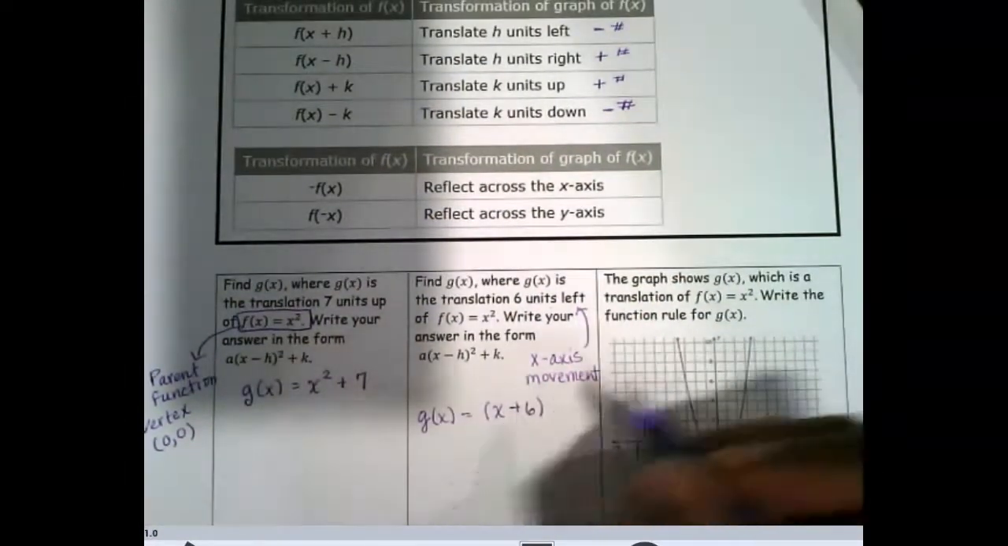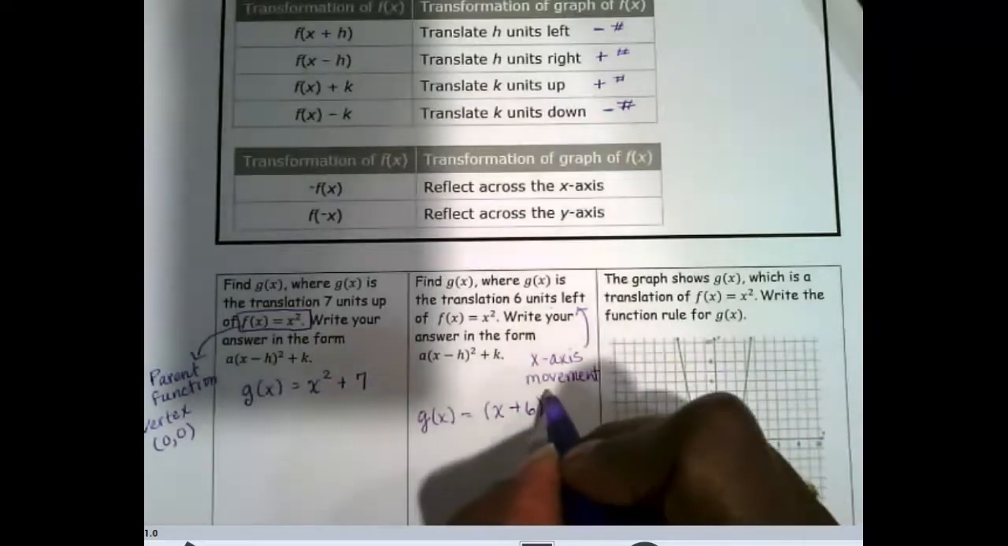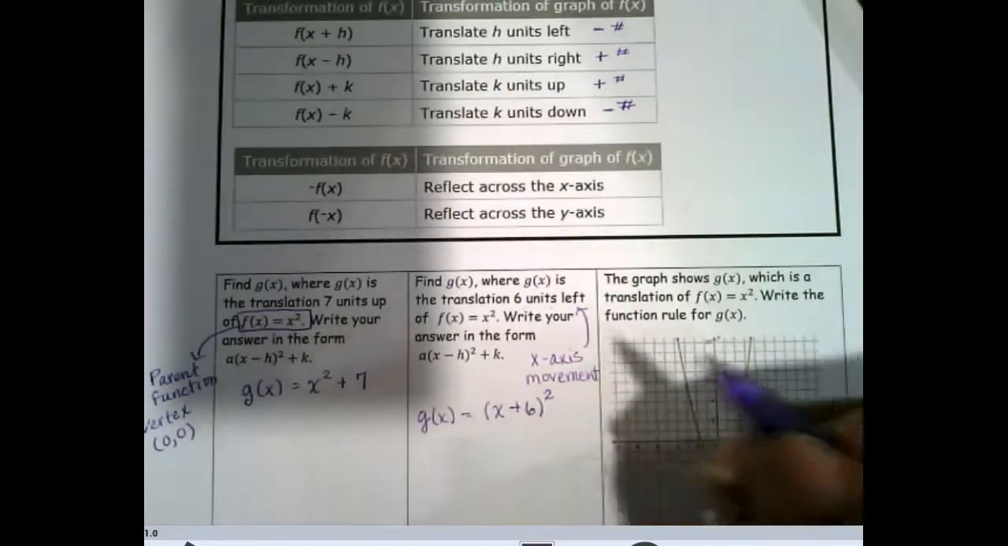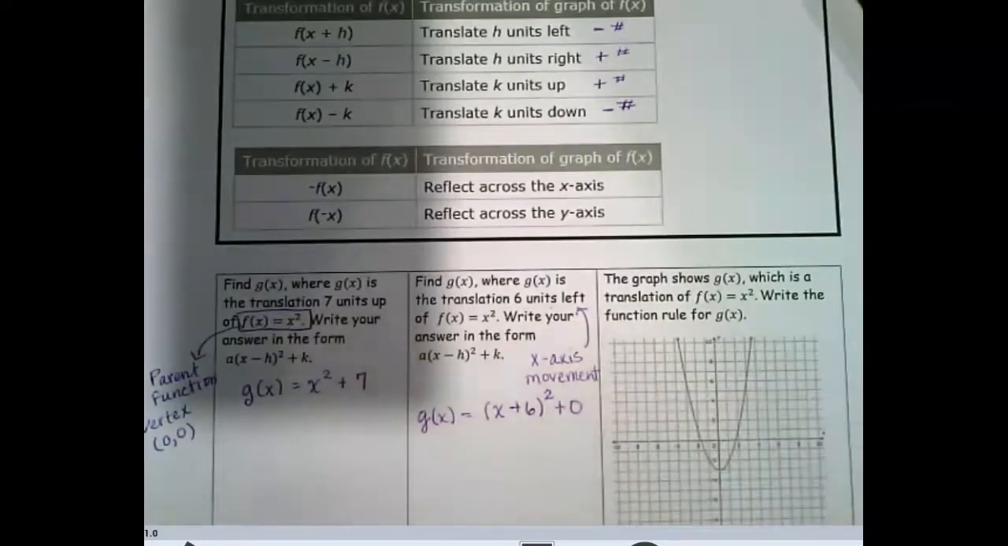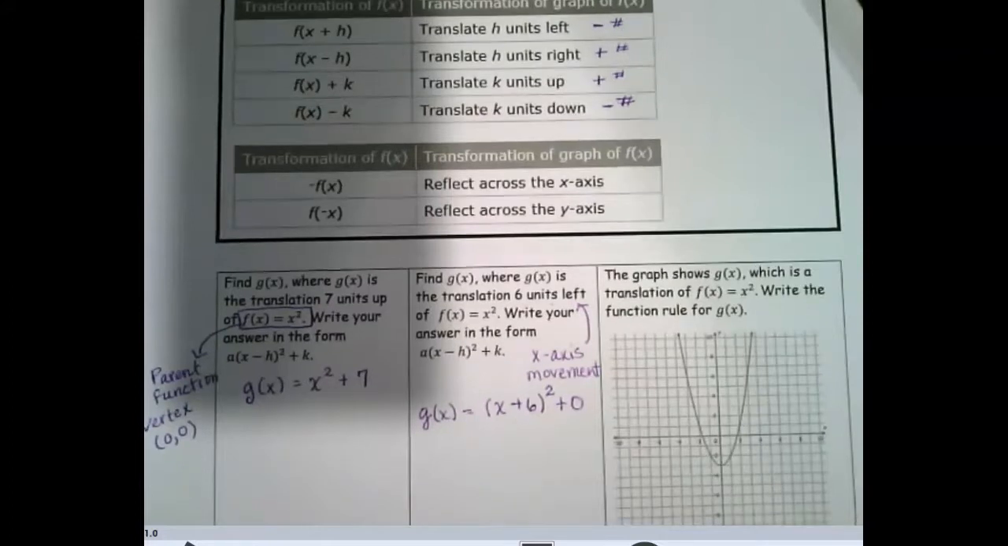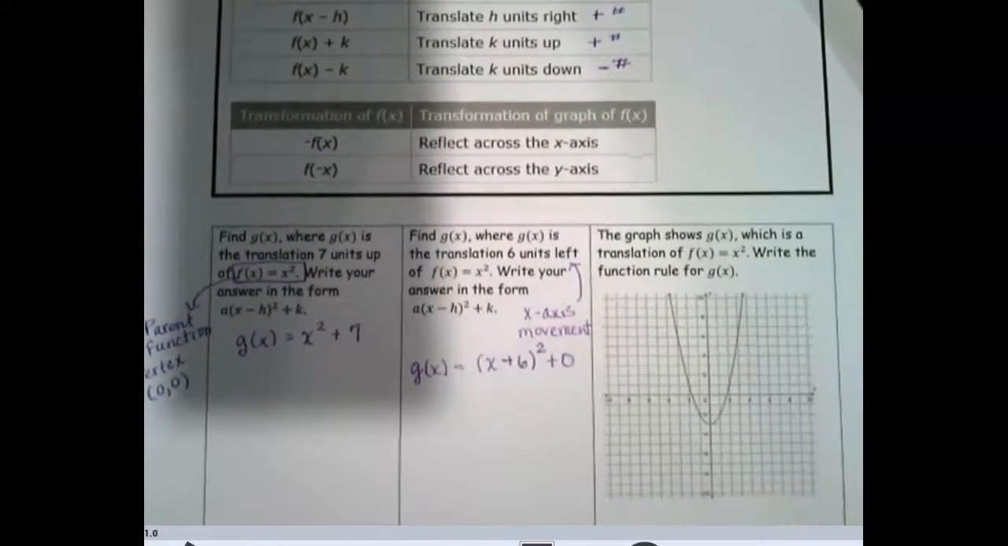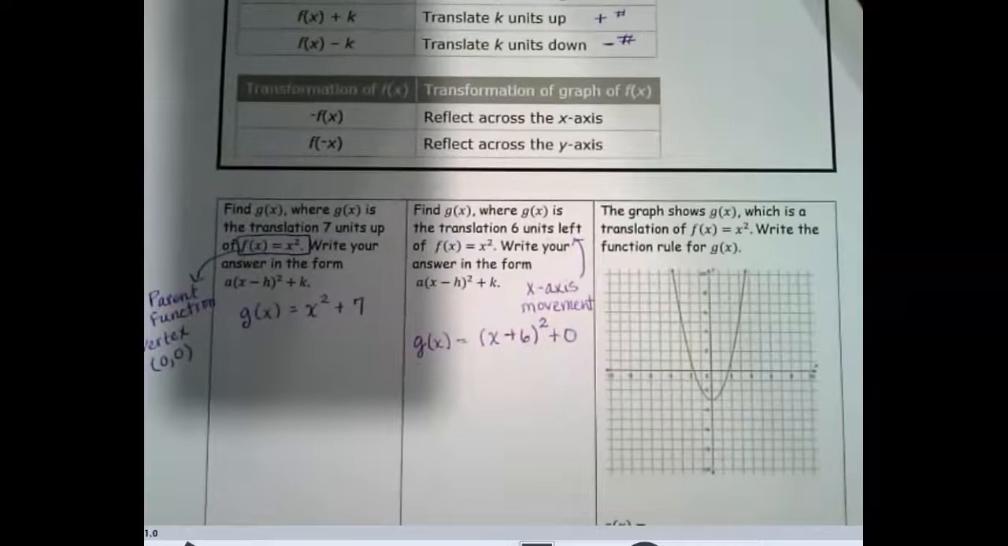And what kind of function is it? It's a quadratic function, so we need our squared out here. But there was no movement up or down, so we're going to put plus 0. Sometimes you'll see it written without the plus 0. Either way is fine. Here, the next one we have, the graph shows g of x, which is a translation of f of x. Write the function rule.